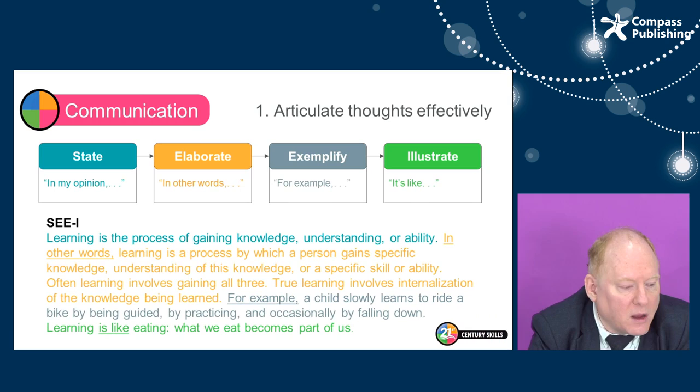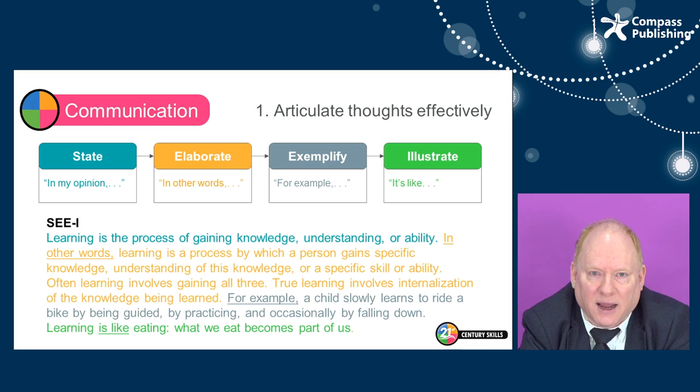So, articulating thoughts effectively. One system is called CI. Now, I'm not going to go through the whole thing here. Just want you to remember the phrase CI, S-E hyphen I. Again, you can find this online. And the S in CI means state. That means say what you have to say, basically. That can kind of start a paragraph. Elaborate, that means go on with greater work.